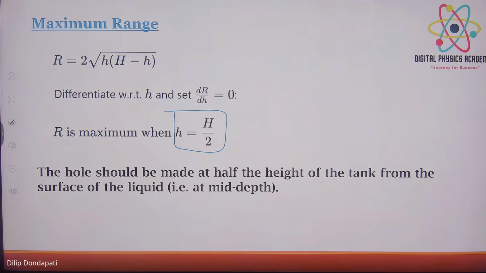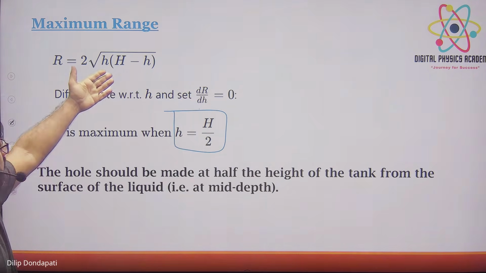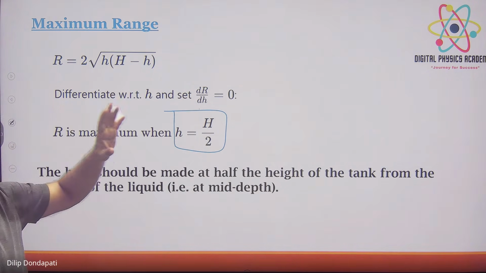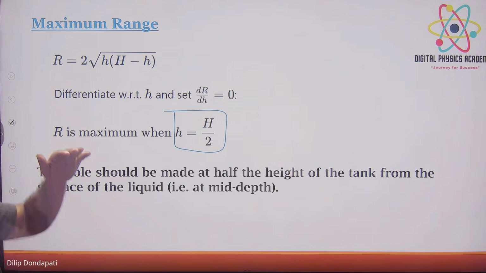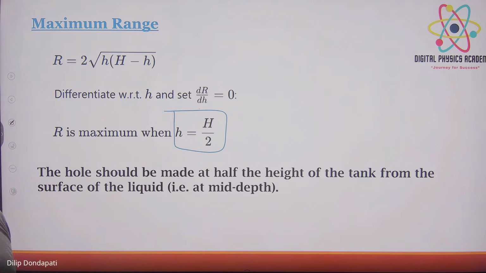The hole should be made at half the height of the tank from the surface of the liquid to get the maximum range. And how much will the maximum range be? If you substitute h equal to H by 2, you will get H. That means the range will be the same as the height of the tank, not more than that. R max is also that much height only.